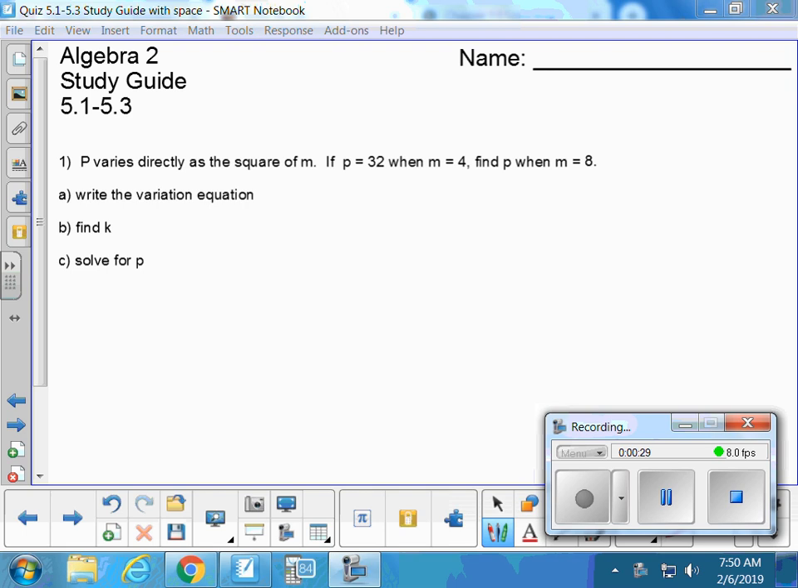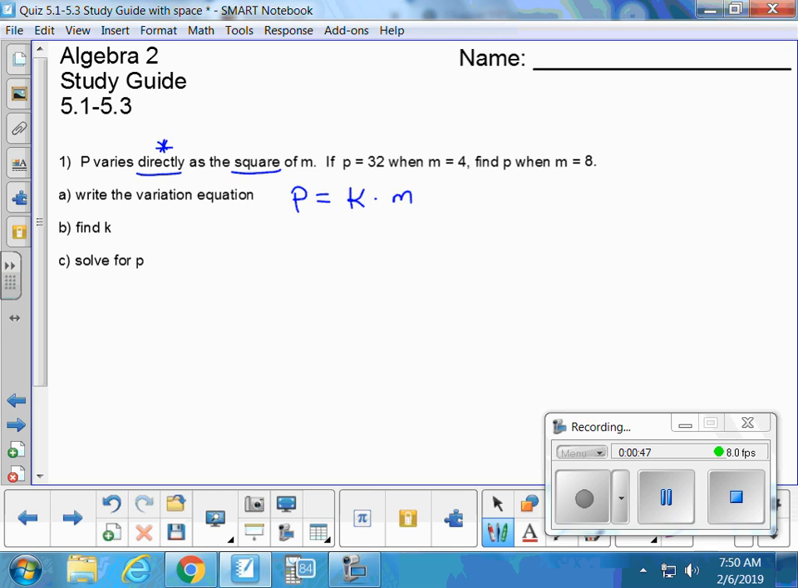since we're on connection schedule. All right, I'm going to underline my keyword so you don't miss any keywords. The first keyword is directly. What does directly mean? Multiply. So I put a little multiply above the word directly. And what does square mean? 2, the second power. So it's going to be P varies directly as the square of M. And don't forget about your constant.